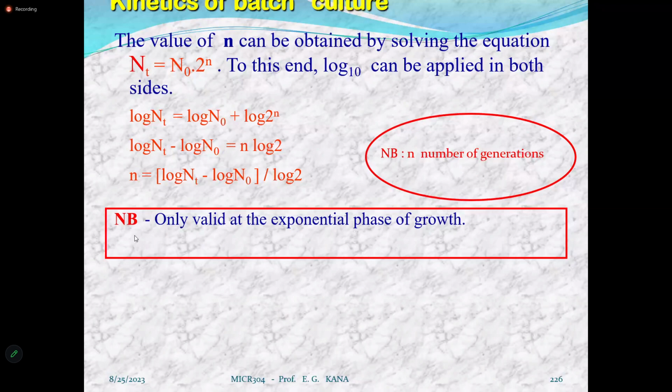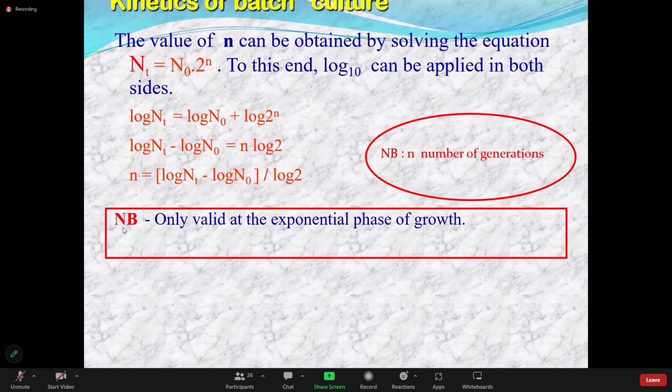I repeat, the entire process lasted for 70 minutes with a lag time of 10 minutes and the exponential growth of 60 minutes. The doubling time is 20 minutes. What is the value of n? The number of doublings, the number of generations. What's an idea?